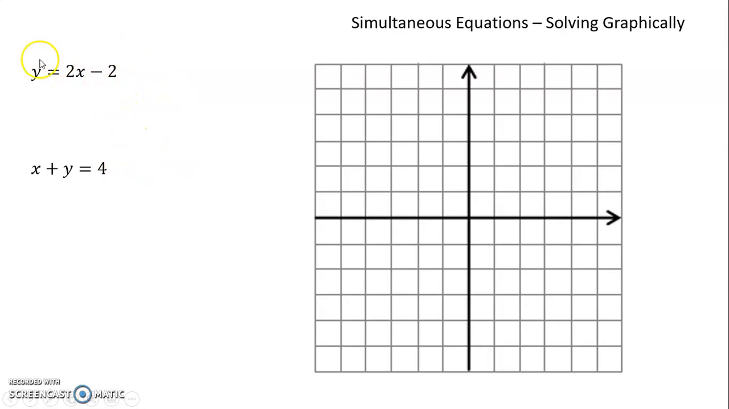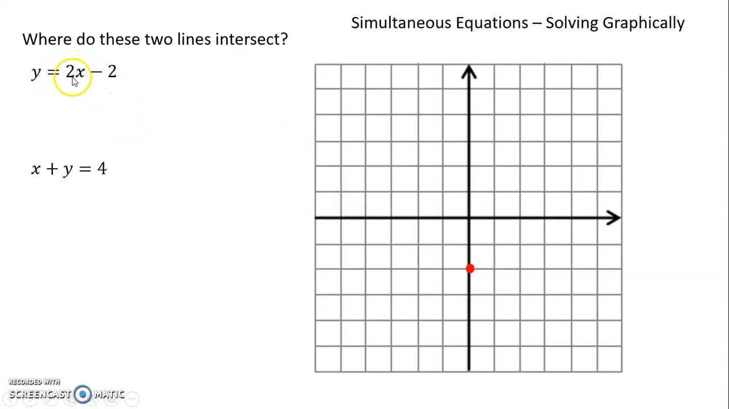So for the first one here, we have just done the gradient and intercept method, so we can use that. You could, if you wanted to, draw out a table, that would be fine, but the gradient and intercept method is going to be a bit quicker. So what do we know when we look at this equation? We know that the intercept is -2, so we can put a point on our graph, assuming, I haven't numbered these axes, but assuming each square is worth 1 unit. So here we are at -2, and we know that our gradient is 2 as well.